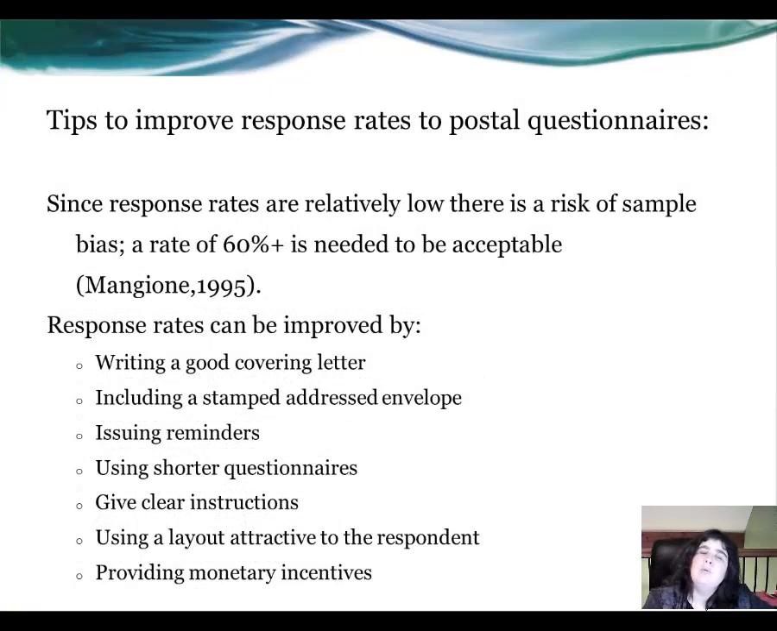So how can we improve the response rate to postal questionnaires? And that could be postal, even posted online on the internet. Since response rate levels are low with this form of surveying, there's a risk of sample bias. A rate of 60% plus is needed to be acceptable. Now, I've been researching a long time, and I don't think I've ever even got 60%. So it is quite difficult to get such a high level of respondents.